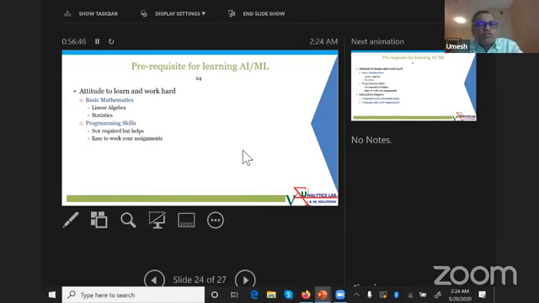Programming skill is not required. We will be talking about R. It is a statistical package, and it doesn't require a whole bunch of programming, but definitely it is a very interesting programming language which you will be learning, and many industries are using R.